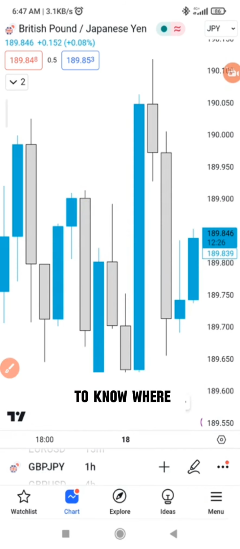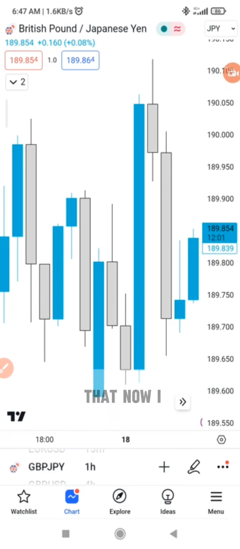So you need to know where the open price is and where the closing price is. When you know where the open price is and where the closing price is, you will know the particular set of people who are ruling the market at that point in time. When there are buyers in the market, you are expecting price to go up. When the sellers are in the market, you are expecting price to come down.